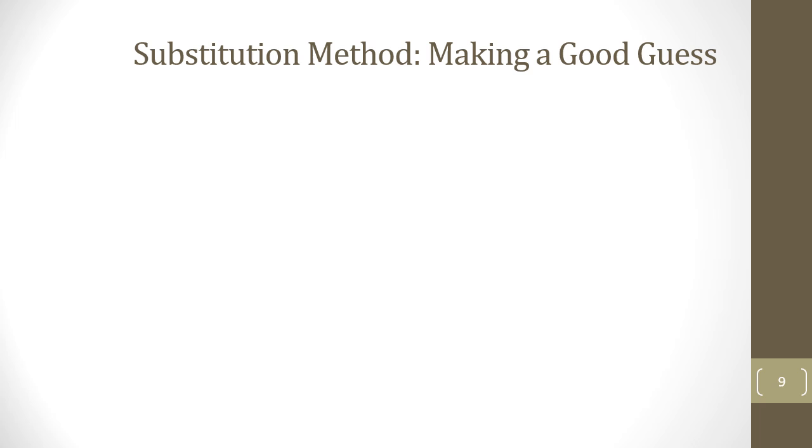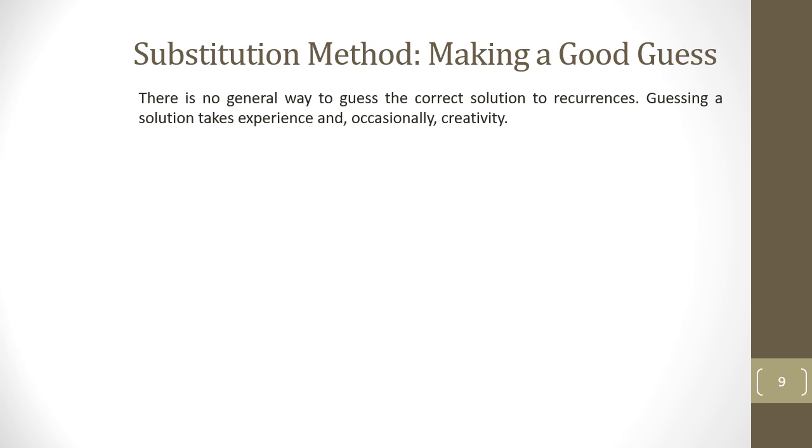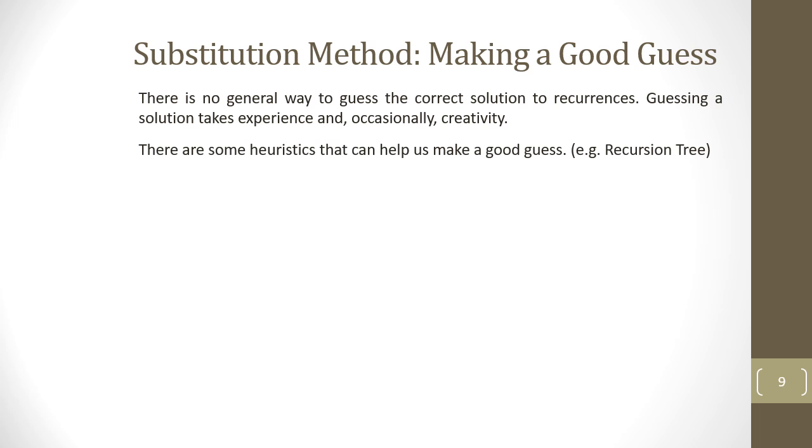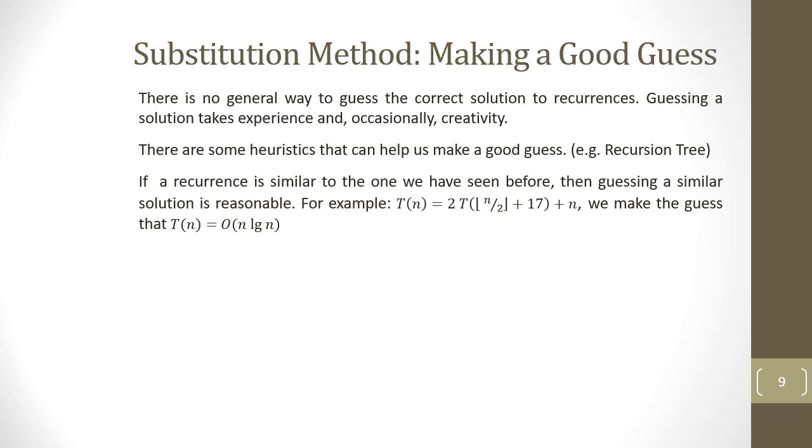Now the question arises, how do we actually make a good guess? Unfortunately, there is no general way to guess the correct solution to recurrences. Guessing a solution takes experience and occasionally creativity. There are some heuristics that can help us make good guesses. For example, recursion tree method that we will study in the next lecture.